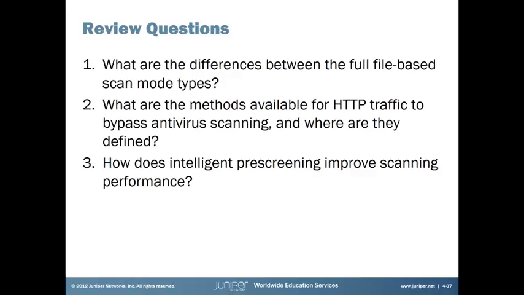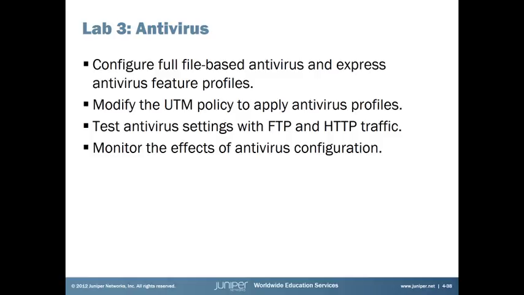What methods are available for HTTP traffic to bypass antivirus scanning, and where are they defined? Well, we have a whitelist, where we can define that. And how does intelligent pre-screening improve scanning performance? That's really where we use our express antivirus. It doesn't scan the whole file, it just scans part of the file. Okay, let's elaborate on setting that up.